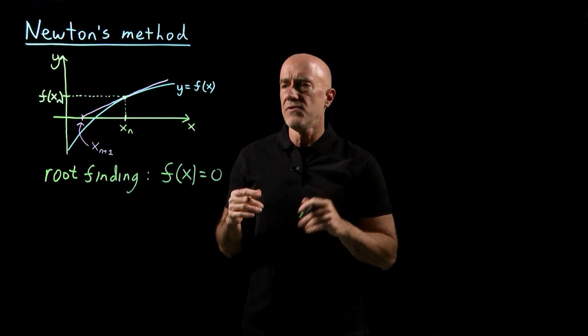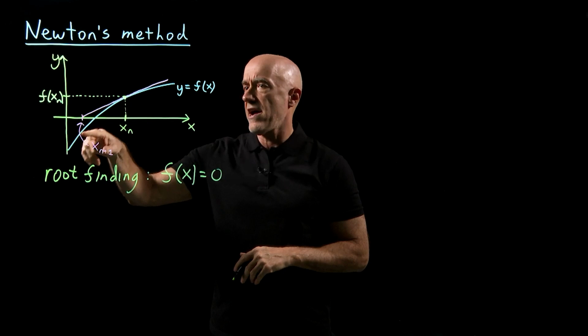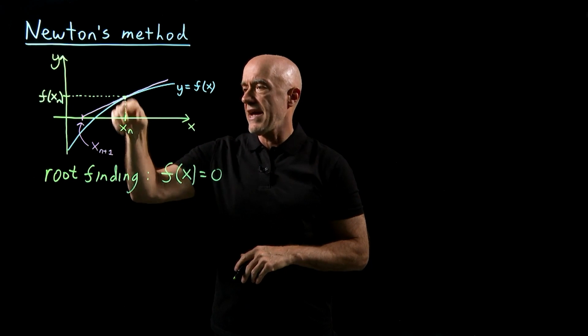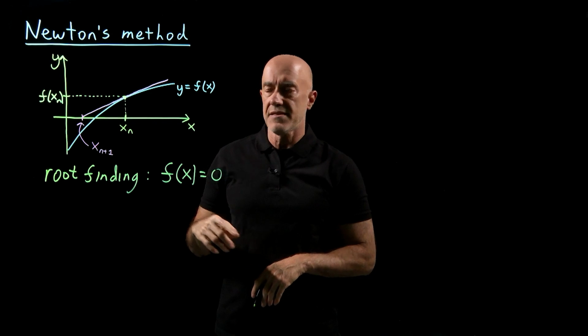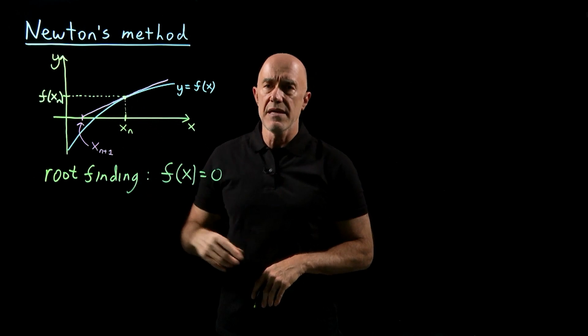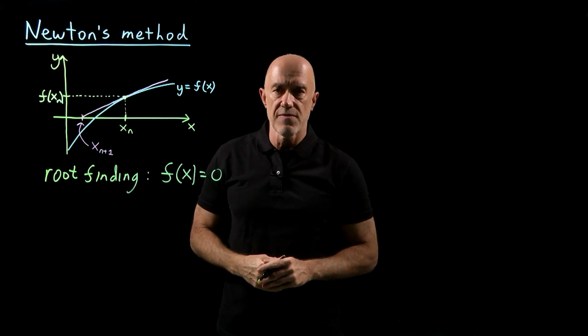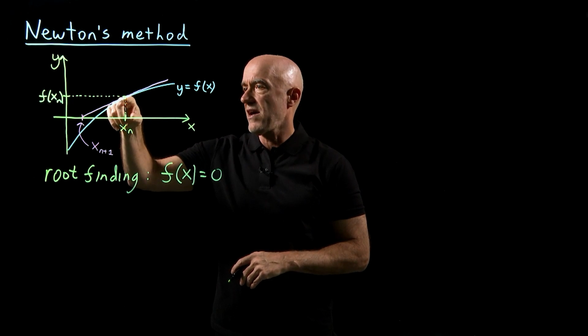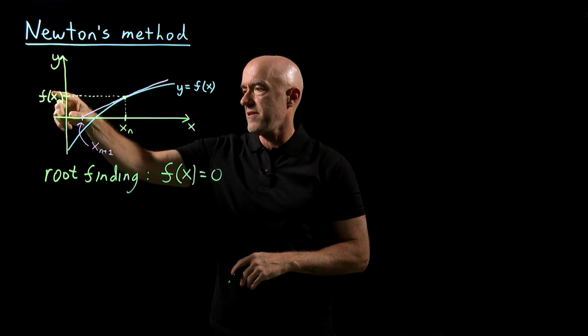So the idea of Newton's method is that you have a graph of y equals f of x, and you have some guess for the root. Let's call that x sub n here. This may be the nth iteration of Newton's method, so we'll just say x sub n. The function value here is f of x sub n.